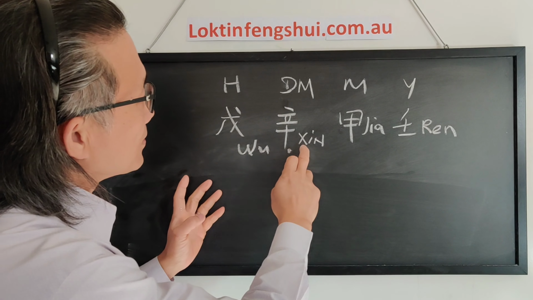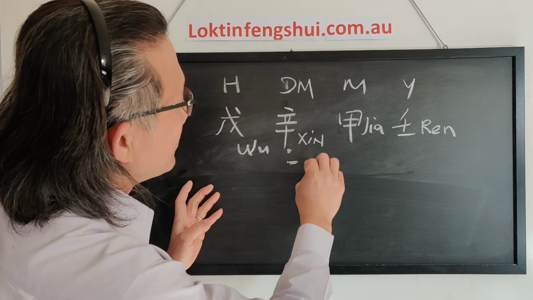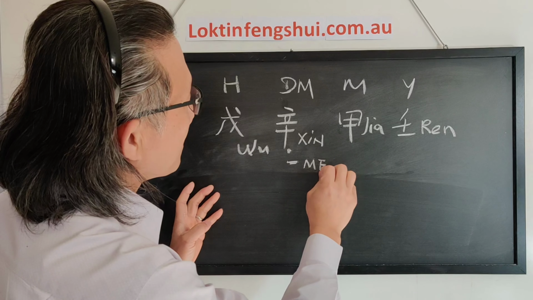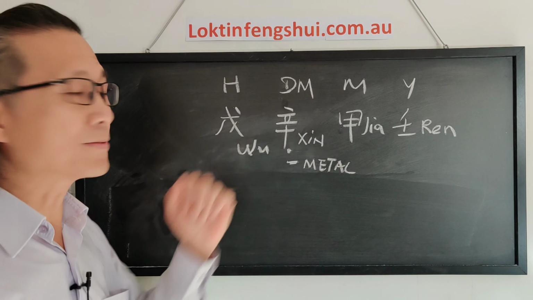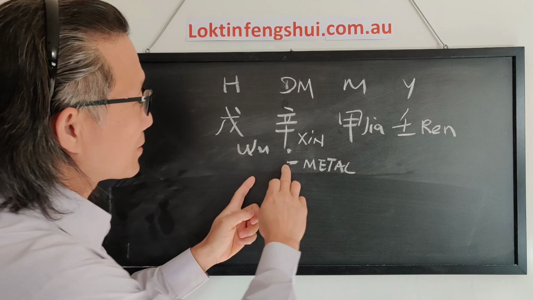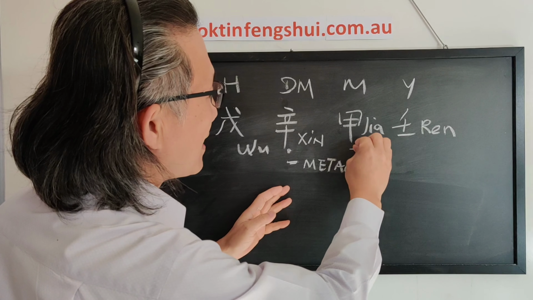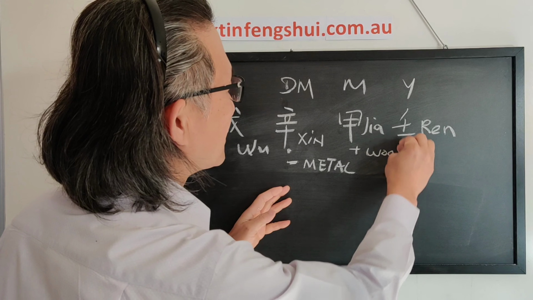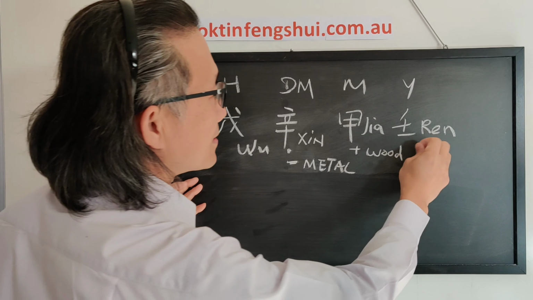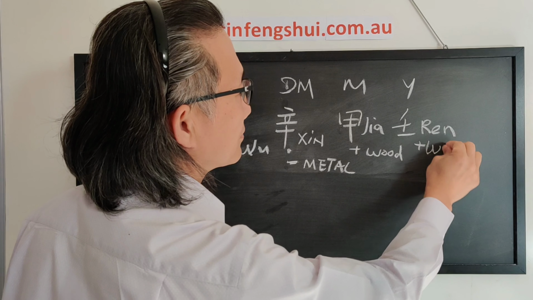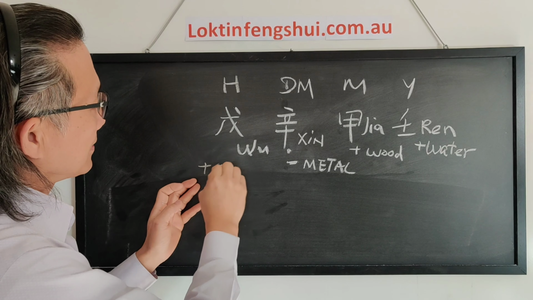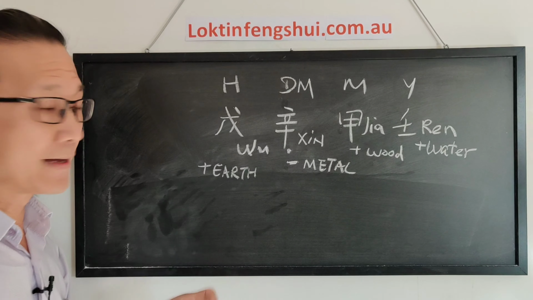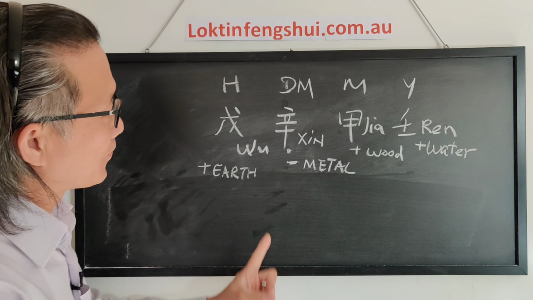So we know the Xin is Yin metal, okay, and the Jia is Yang wood, and Ren is Yang water. The Wu is the Yang earth. Okay, so we have all this information, then we have to fill in the 10 gods.